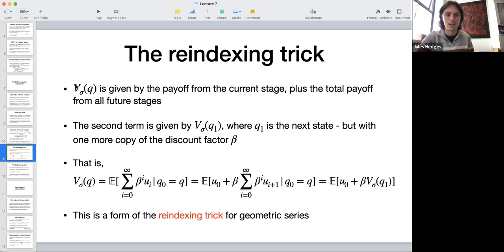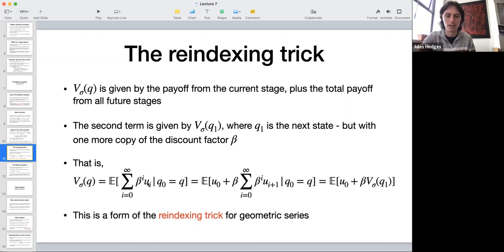If you think about it, the value of being in the current state is equal to the sum of the payoff that we get right now plus the total payoff from all future stages. And the total payoff from all future stages is given by the value function, because the value function tells us what's the total payoff from starting in that state. So starting in this state is like getting some payoff now and then restarting in the next state, except that we get one extra copy of the discount factor. So the second term is given by the total payoff of the next state multiplied by one copy of the discount factor beta.